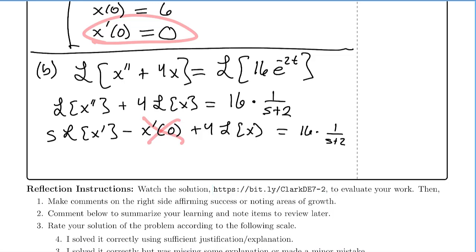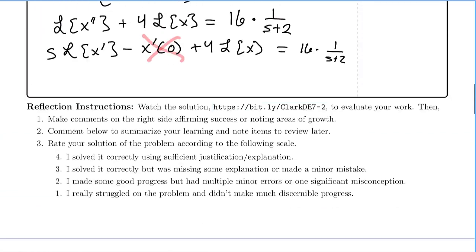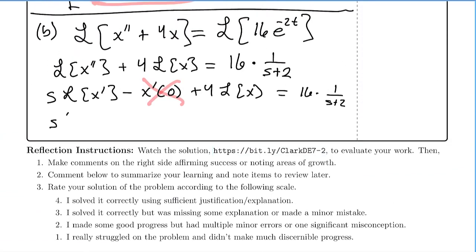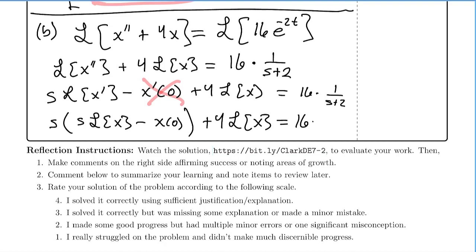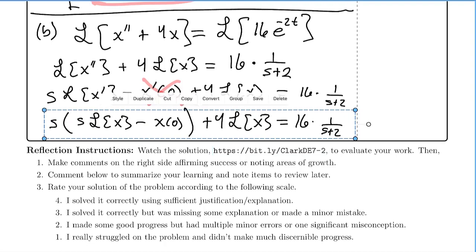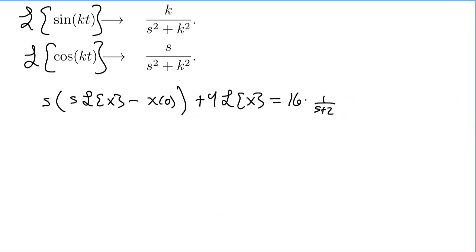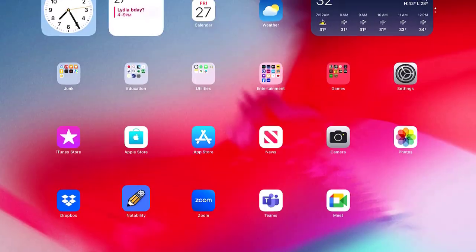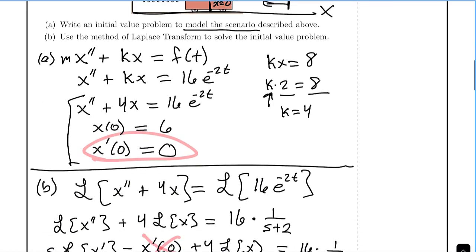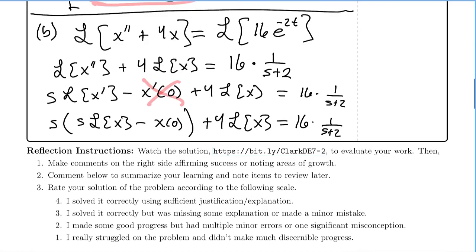And then we can apply this rule one more time. So we would have s, and then in parentheses, s L of x minus x of 0 this time, plus 4 L of x equals 16, 1 over s plus 2. I'm going to copy that term and bring it down a little further so we can work with it. We were told that x of 0 was 6 earlier in the information. So right here, x of 0 was 6.